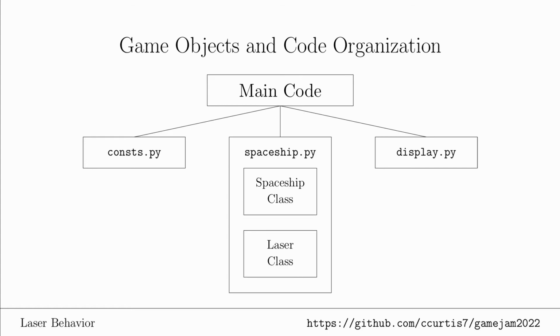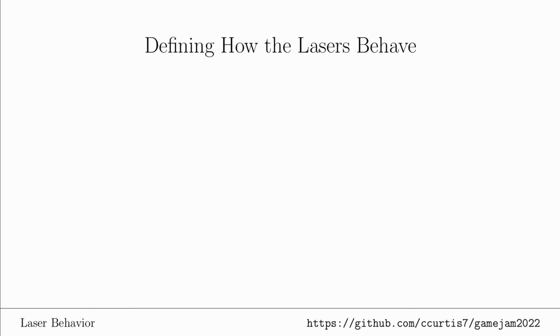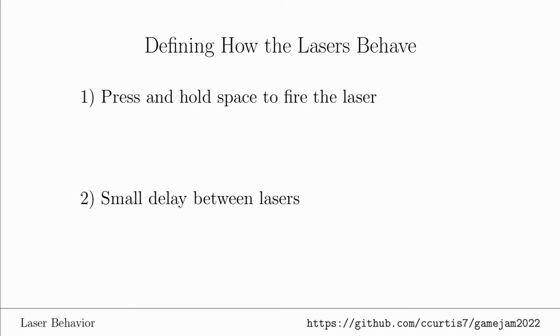This is ultimately a decision based on the overall complexity of the laser. If the lasers were themselves going to be very complicated, it might make more sense for them to exist as their own module. Before we try to code this, let's think about what we want to have happen. We want to press the spacebar and shoot lasers from the front of the spaceship, but we don't want a constant stream of lasers. We want a small gap between them.